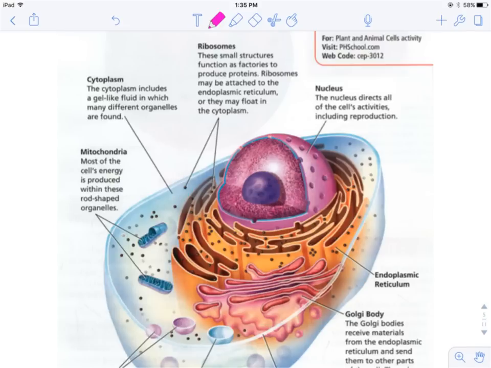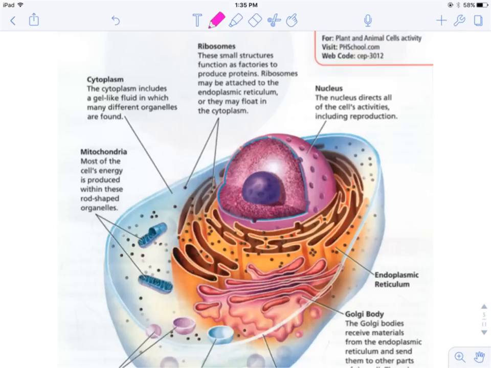You can see here these small little dots. These are the ribosomes, and the ribosomes are kind of like factories that produce proteins. They can be attached to the endoplasmic reticulum, or they may be found floating in the cytoplasm. Speaking of the cytoplasm, that simply is referring to all of the fluids that are inside of a cell where organelles are found. The mitochondria, which we've discussed, is the cell's energy production factory.